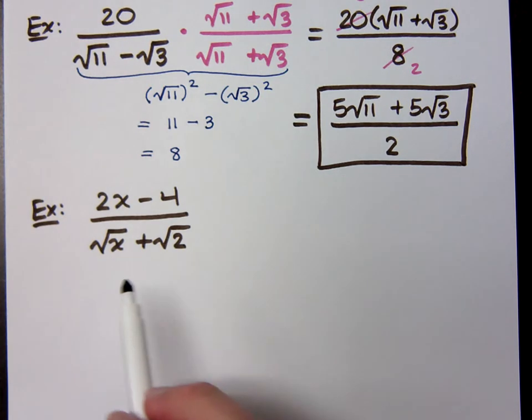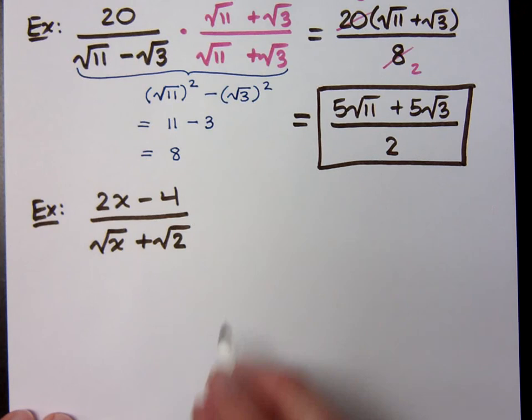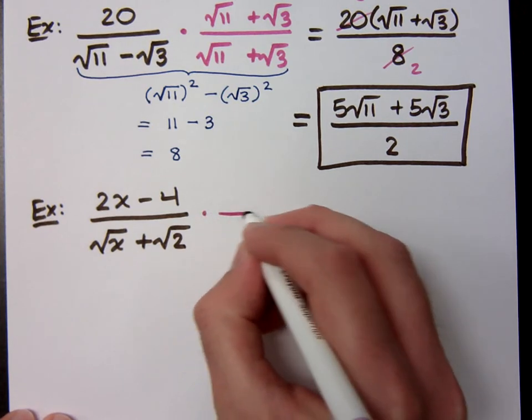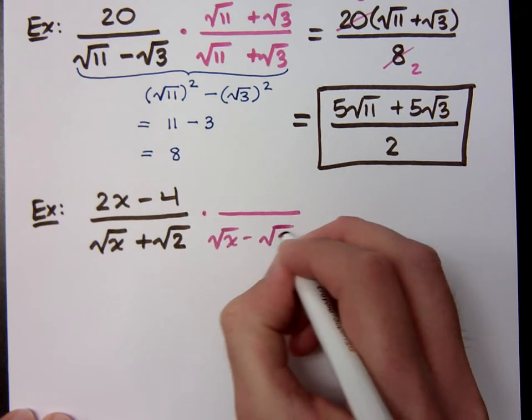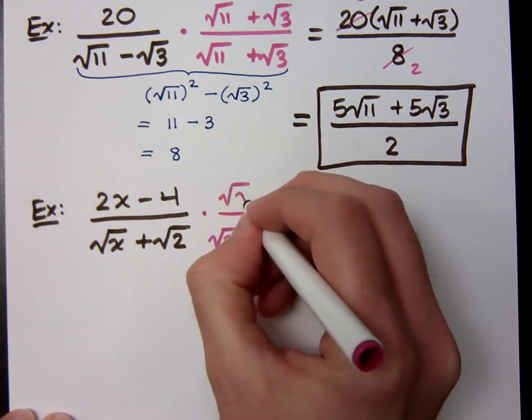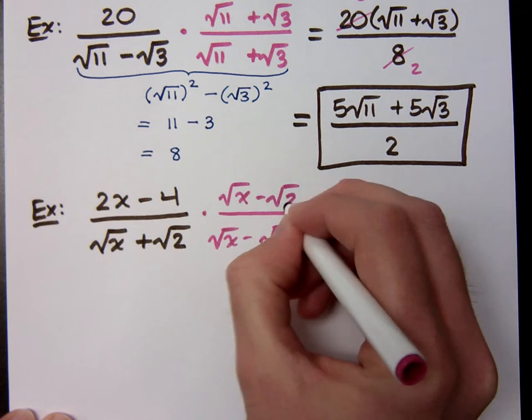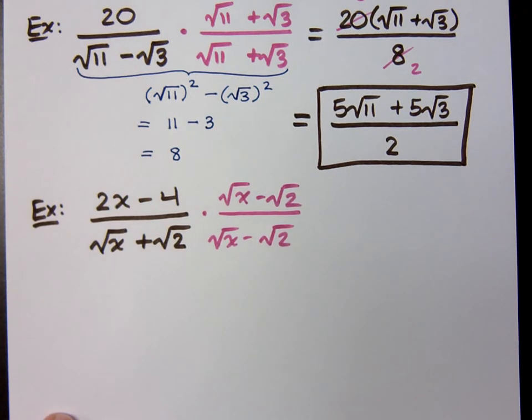Now I've got this guy. Again, I have a binomial, and I've got radicals here. How do I go about getting rid of that and rationalizing that denominator? So I use the square root of x minus the square root of 2. Do y'all agree?